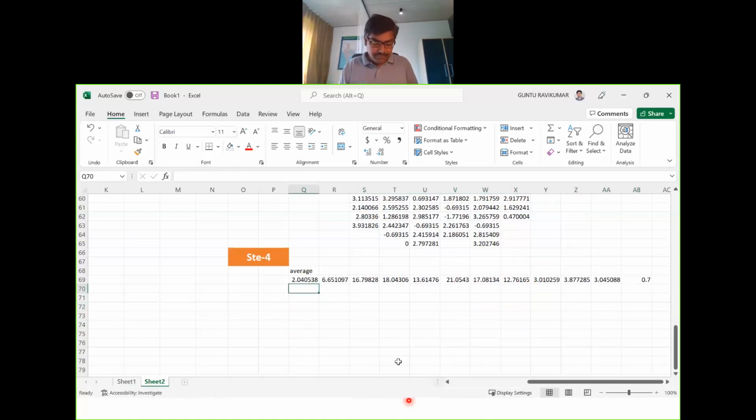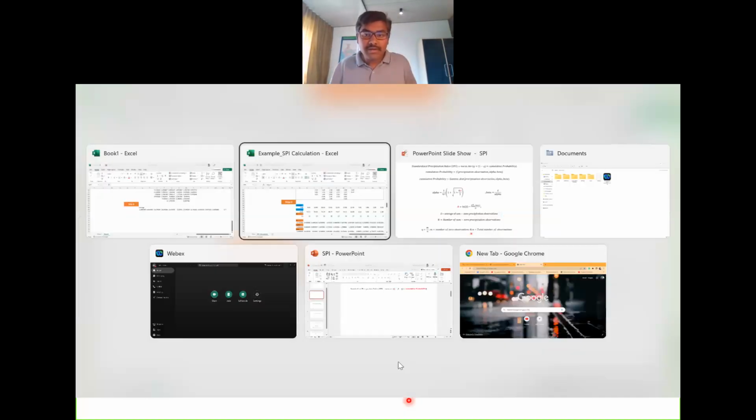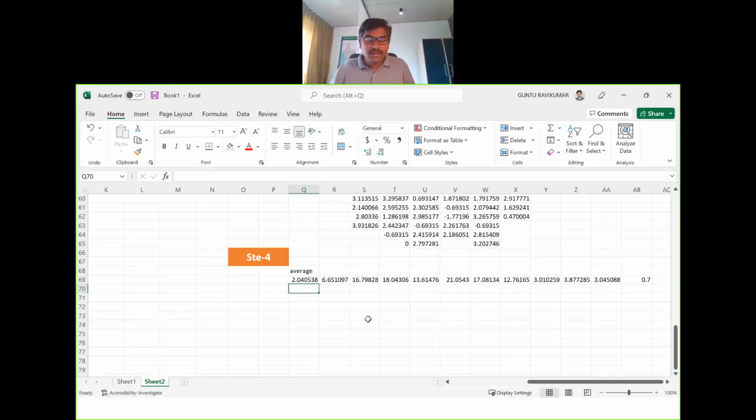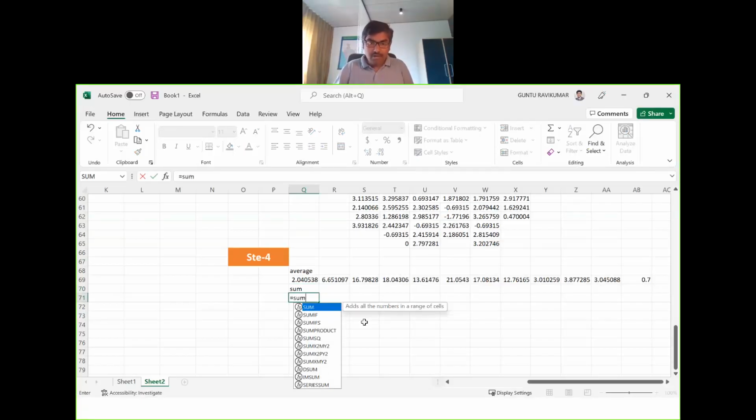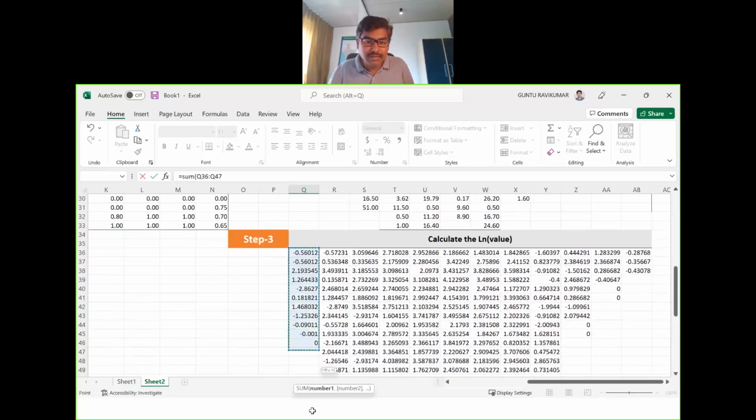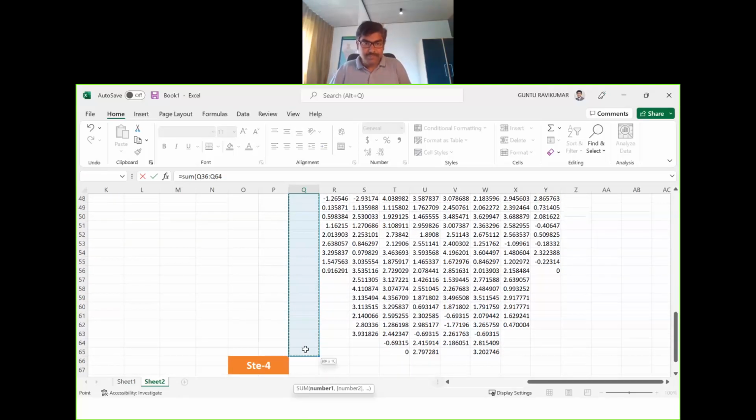Now you need to calculate the summation, right? Now you need to calculate the summation of natural logarithm values. So sum, which is equal to sum of natural logarithm, right? So this particular 30 observations.